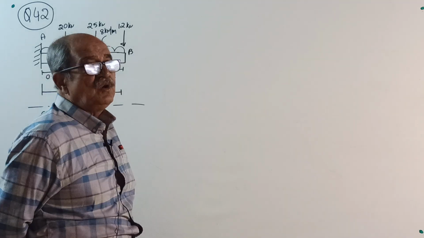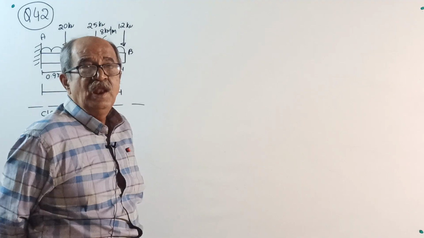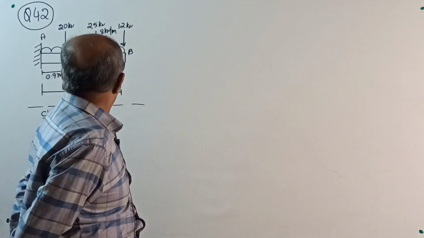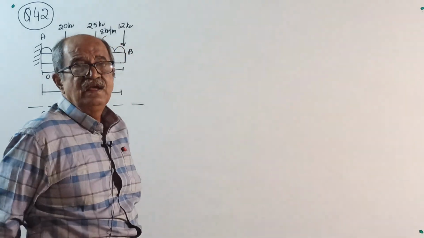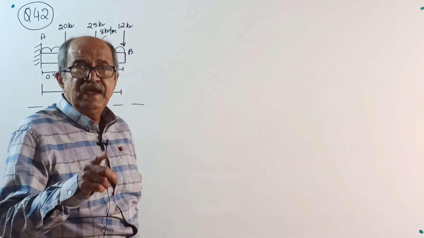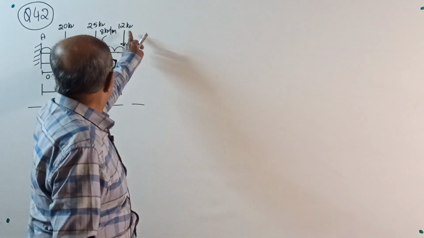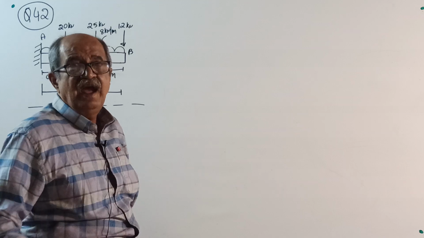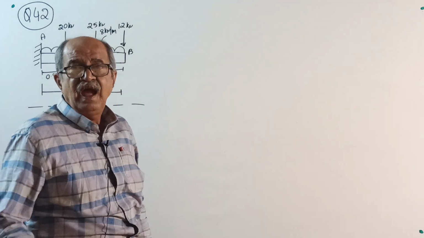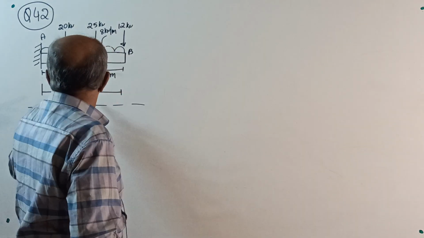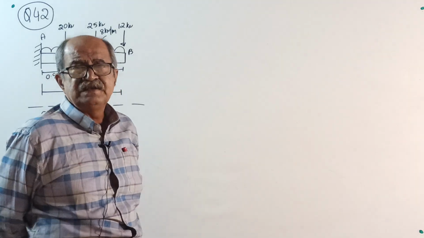There are 3 concentrated loads of magnitudes 12 kN, 25 kN and 20 kN respectively. In order, I am giving: first at the free end, then at 1.1 meter from the free end, and at 0.9 meter from the fixed end. Find support reactions.